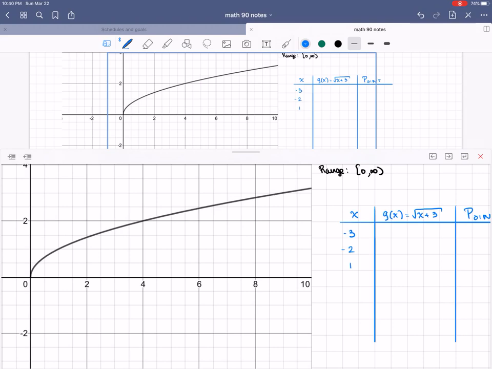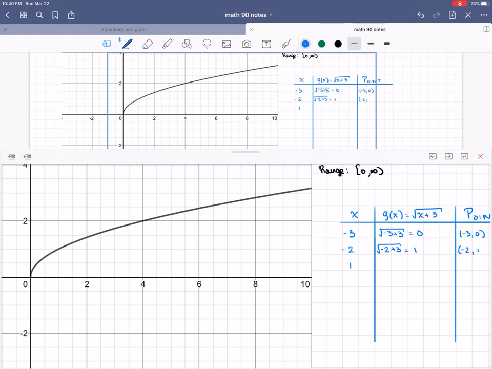If you want, you could add more, and I'll say a few words about that in a second. All right, so if x is negative 3, g of x is the square root of negative 3 plus 3. That's just 0. So the point there is negative 3 comma 0. If x is negative 2, negative 2 plus 3 is 1. The square root of 1 is 1.